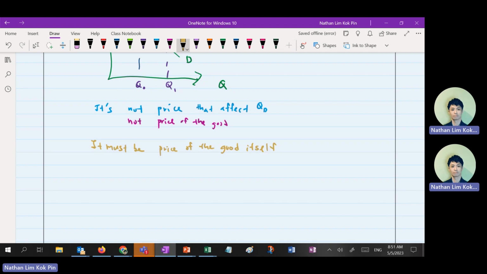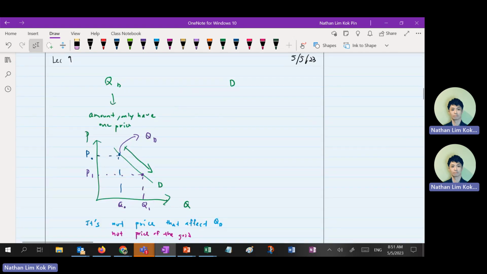So price of Tupperware must be price of Tupperware. It cannot be price of Ambrose. Makes sense? Price of Ambrose will not affect quantity demanded. It will only affect demand, because that one is price of substitute. So you cannot just put price because I don't know which price. Are you talking about price of Ambrose or price of Tupperware? Price of Samsung or price of Apple iPhone? It must only be the brand itself, the product itself, that will affect the quantity demanded.